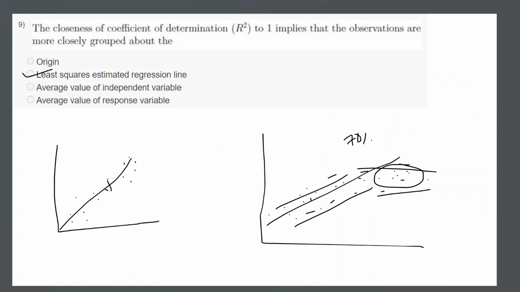Moving on to the ninth question. The closeness of the coefficient of determination R square to 1 implies observations are more closely grouped about the least square estimated regression line. So it is fitting our predicted line. That is what the meaning is. This is closely falling into that group.